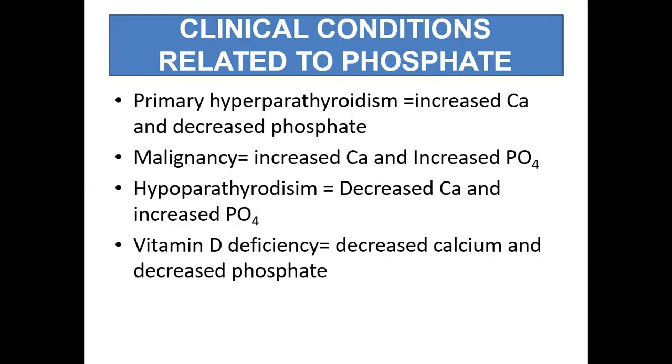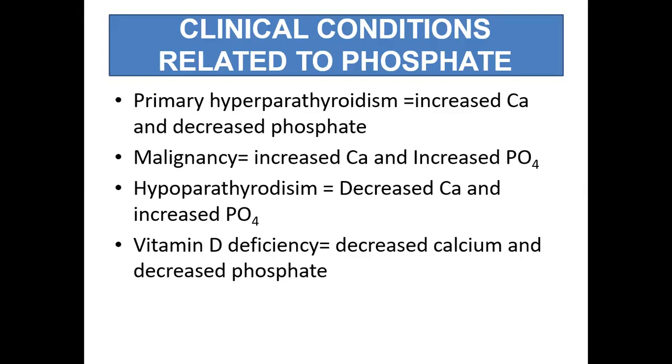Similarly, in hypoparathyroidism, what will be the effect? Decreased calcium and increased phosphate. Why again? Because of the same reason. What was the function of parathyroid hormone? As far as the kidney was concerned, it was reabsorbing calcium and excreting out phosphate. So if parathyroid hormone is not there anymore, what will that lead to? That will lead to decreased calcium and increased phosphate, as you can see here, right?